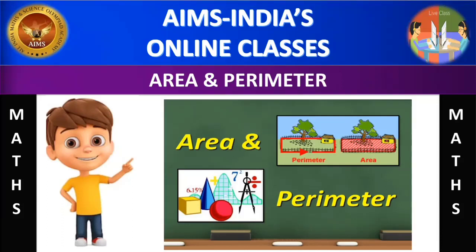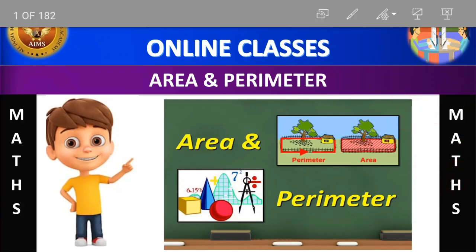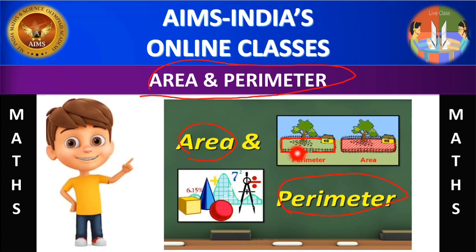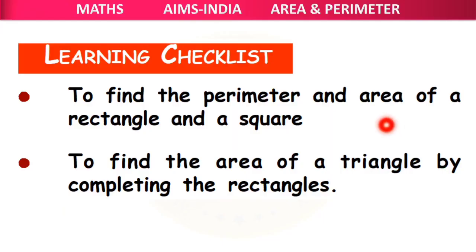In today's class we are going to start a new chapter from the subject mathematics. What is the chapter's name? The chapter's name is area and perimeter. What is the chapter's name, children? Area and perimeter. In this chapter we learn how to find the perimeter and area of a rectangle and a square, and also to find the area of a triangle by completing the rectangles. Understood, children? What are we going to learn?